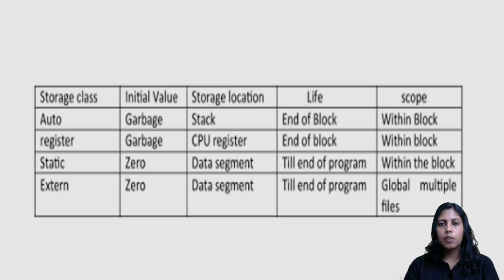All right, so now let's talk about the extern storage class. Extern storage class also has an initial value of 0 and the storage is within the data segment. The life will be till the end of the program, but the scope is global across multiple files. This is a real application, a real embedded application.